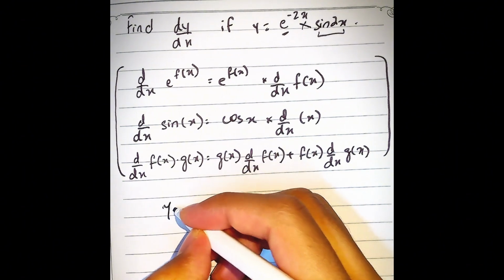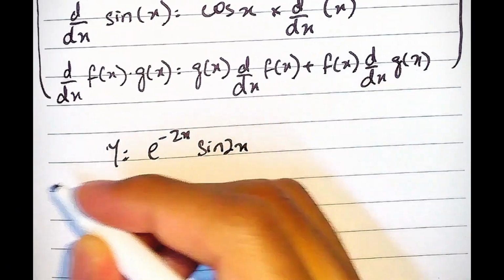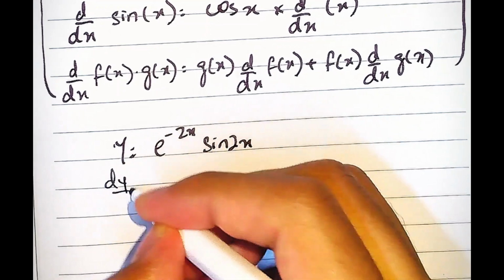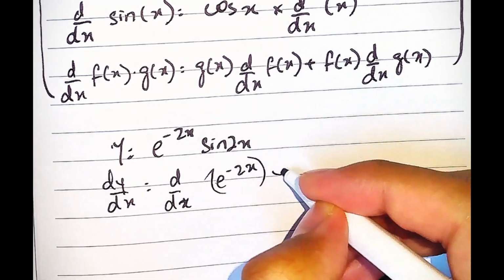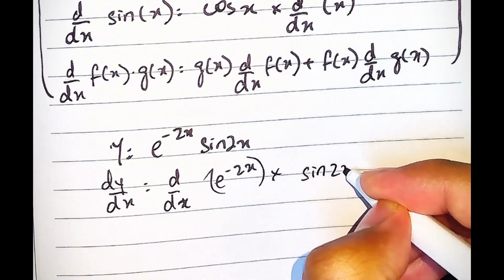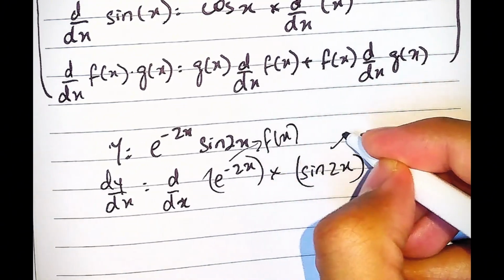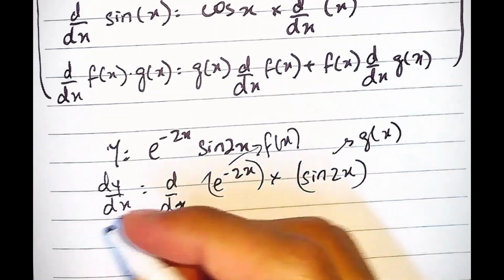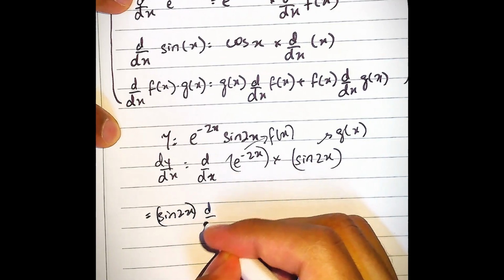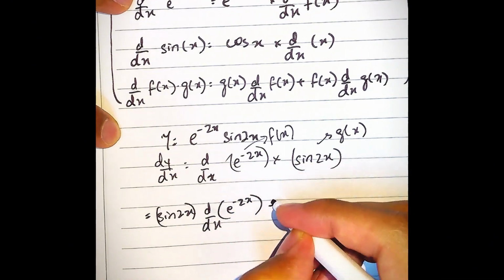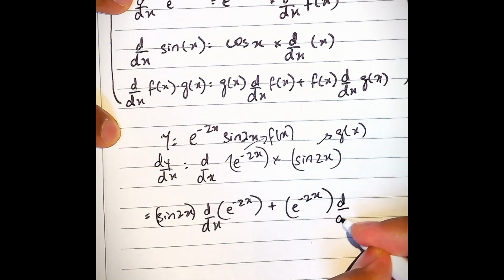First of all, let me rewrite it. y = e^(-2x) sin 2x, and after that we will apply the differentials on both sides of this equation. So d/dx of e^(-2x) multiplied by sin 2x. This thing over here is my f(x), and this thing over here is my g(x). So let's begin. Second function as it is, sin 2x, times the derivative of the first function e^(-2x), plus the first function as it is, e^(-2x), times the derivative of the second function.